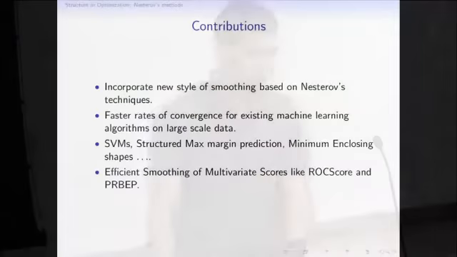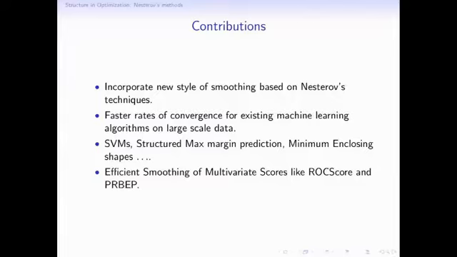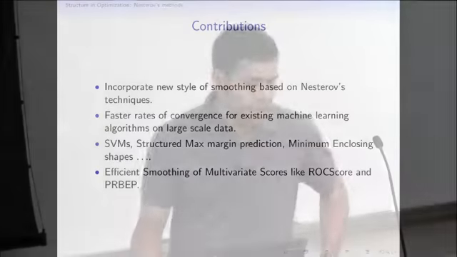So with this deluge of big data, it is very important to come up with efficient optimization schemes, which are also faster. And more importantly, you want to come up with optimization methods which are suited to the specific problem and can give you faster rates of convergence or faster performance in real life. So what we do in our work is we incorporate this new style of smoothing in various non-smooth objectives. I'll define all these terms as I go along.